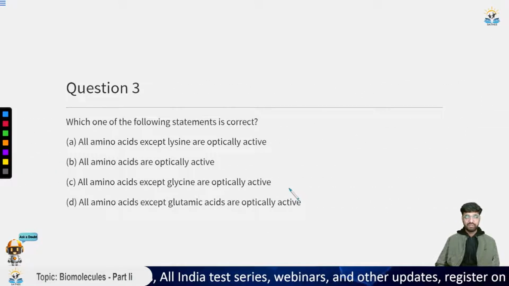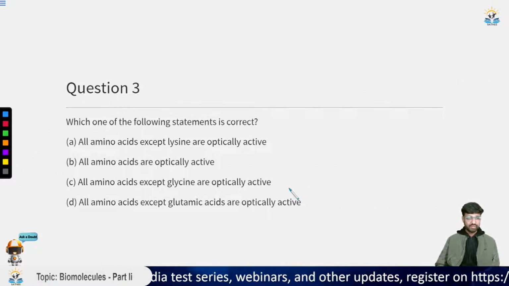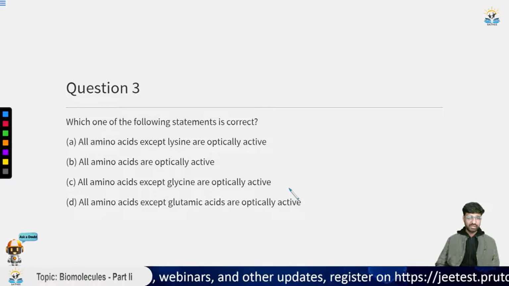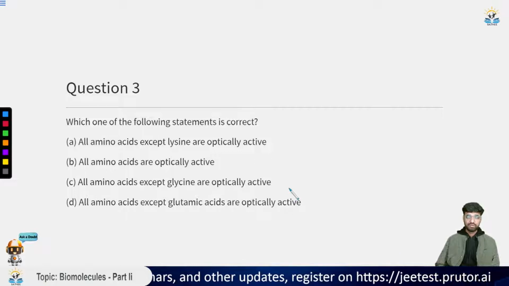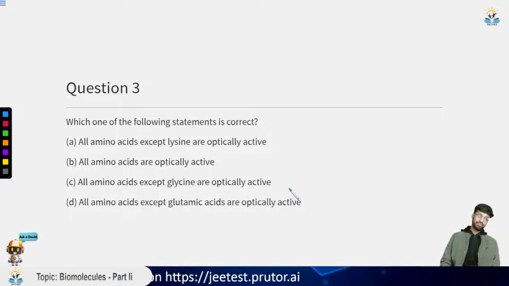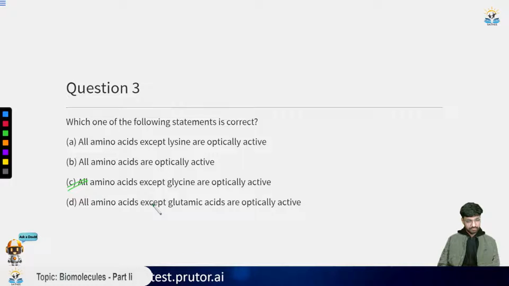Next, which one of the following statements is true? The first one is that all amino acids except lysine are optically active. This is false because glycine is optically active. All amino acids are optically active, so it is also false. All amino acids except glycine are optically active. So this one is true. Next, all amino acids except glutamic acid are optically active. So it is also not true.